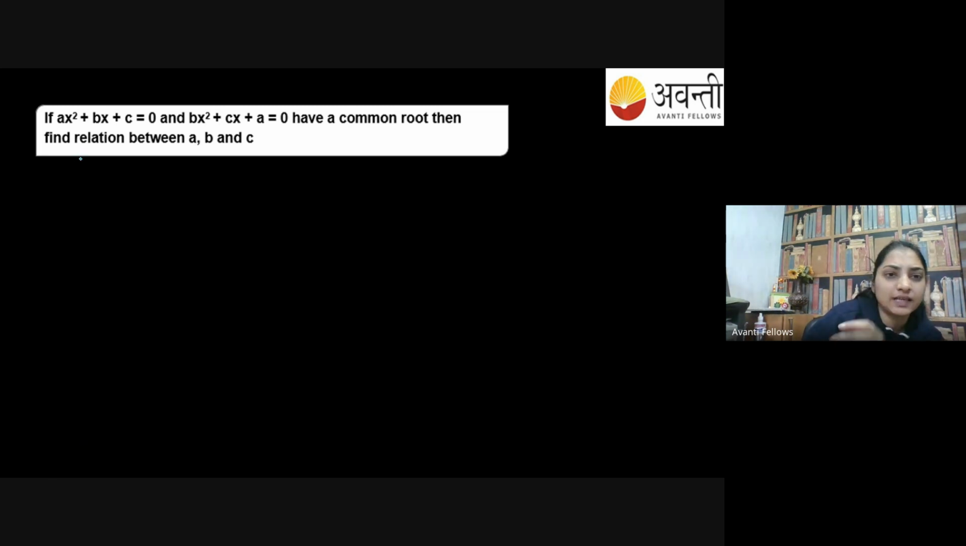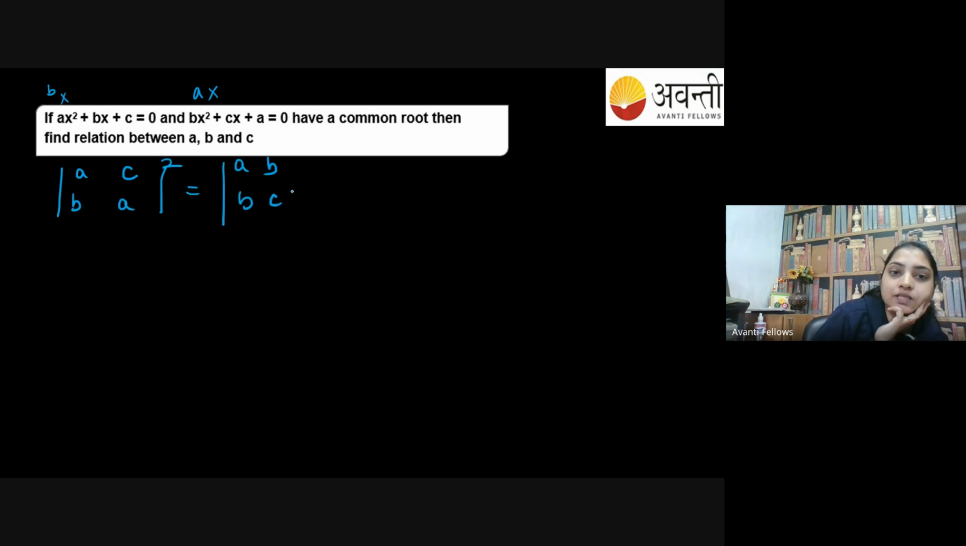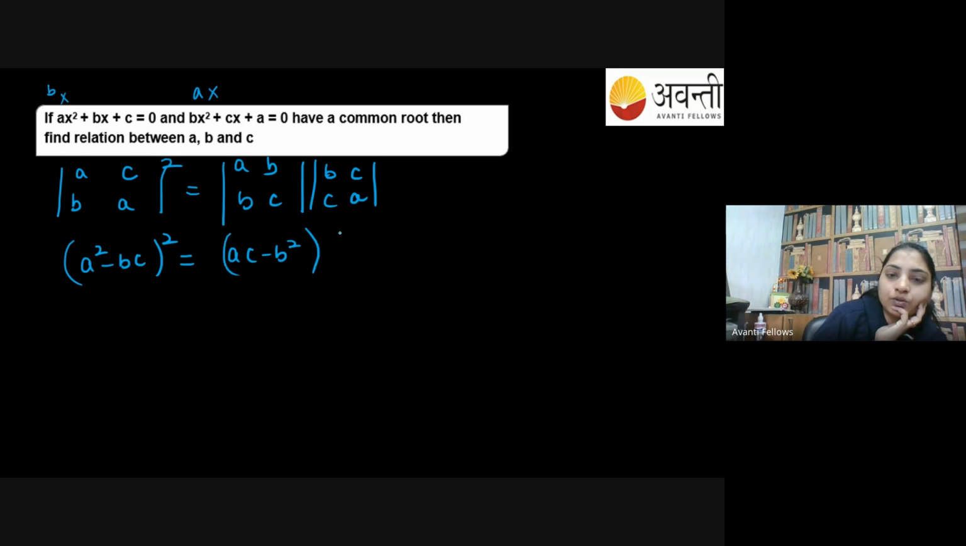One method is the same, that you can just multiply this equation by B and this one by A. Another is the same shortcut we have done: AC minus B square, that is equal to the square of AB minus C square into BC minus A square. Right? A square minus BC whole square is equal to AC minus B square into AB minus C square. Just multiply, solve it, and you will get the answer. Right, everyone?